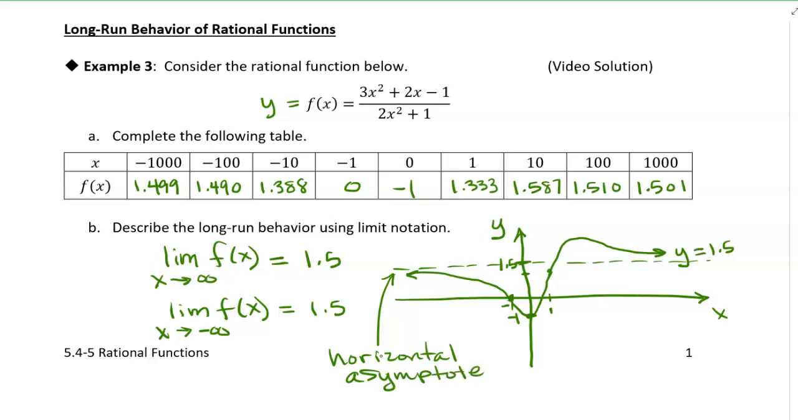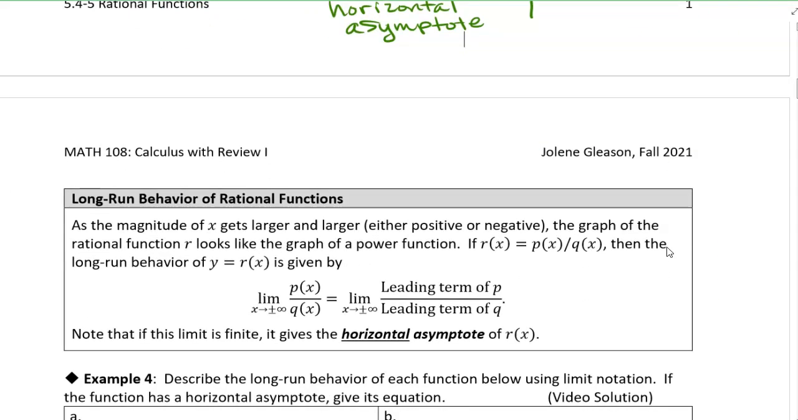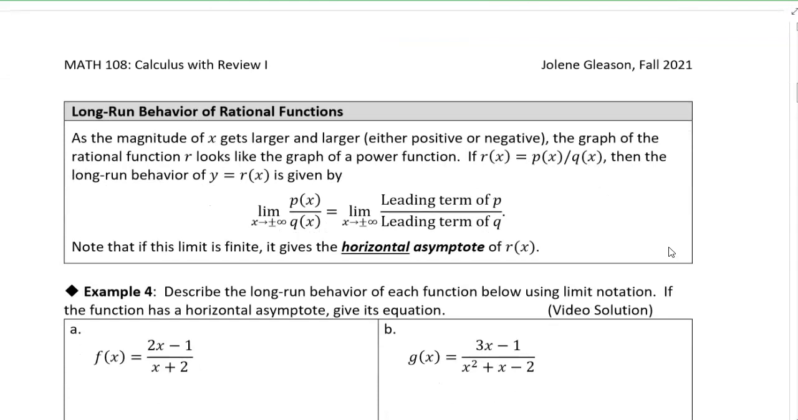So that brings us to our next concept, and I'm going to look at the next box here, which we're going to use in the next example. In order to look at the long-run behavior of a polynomial, we really only need to look at the leading terms of the polynomial in the numerator and the polynomial in the denominator. And if the limit as x approaches infinity or negative infinity approaches a finite number, then you have a horizontal asymptote.